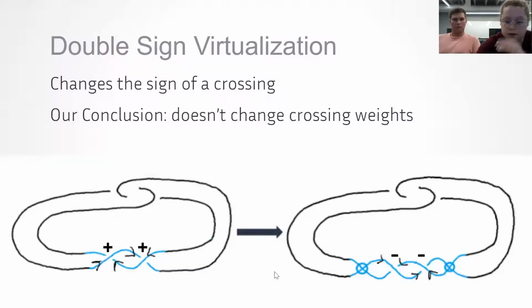We also found something called double sign virtualization, which does the same thing in that it turns a classical knot into a virtual knot and it changes the sign of a crossing. As you can see here, it's positive, and then over here it's negative, and it does not affect those crossing weights. And we were actually able to prove both of these.